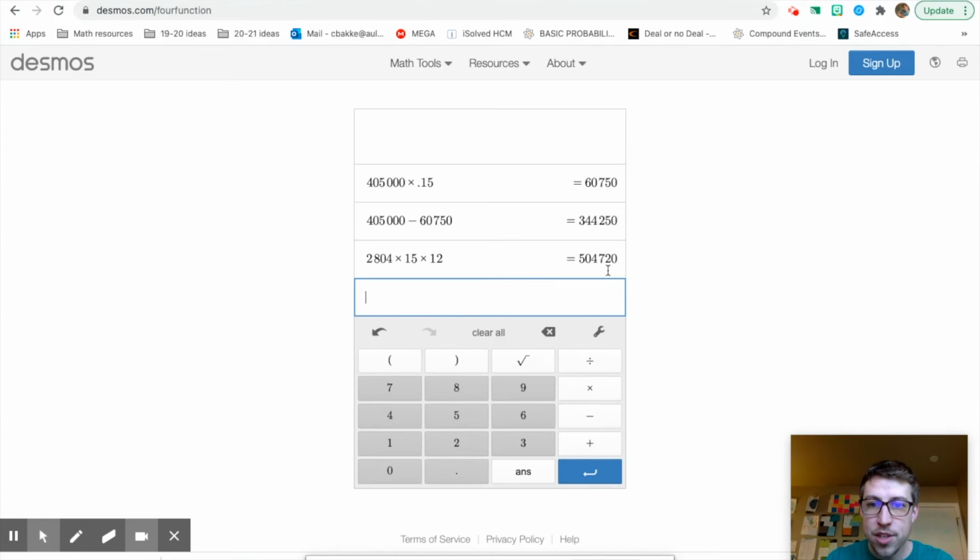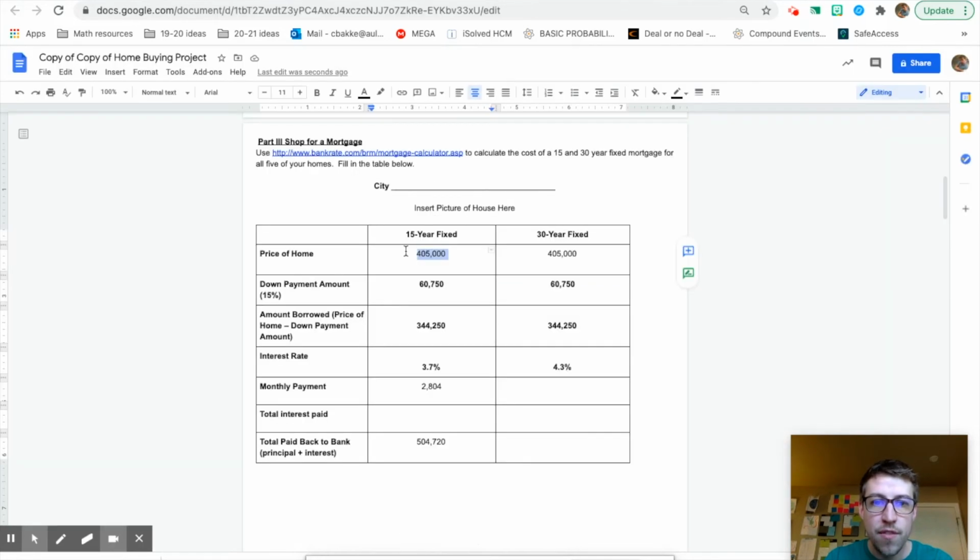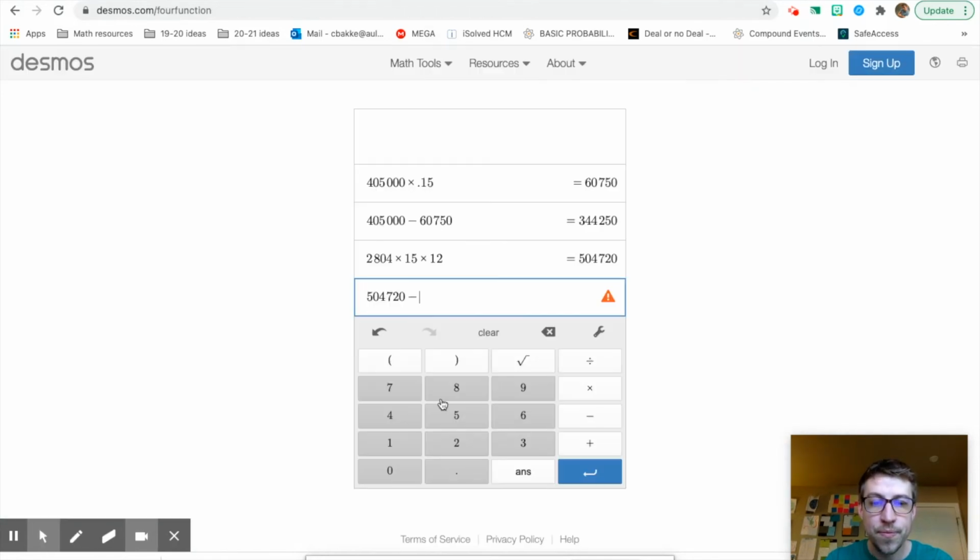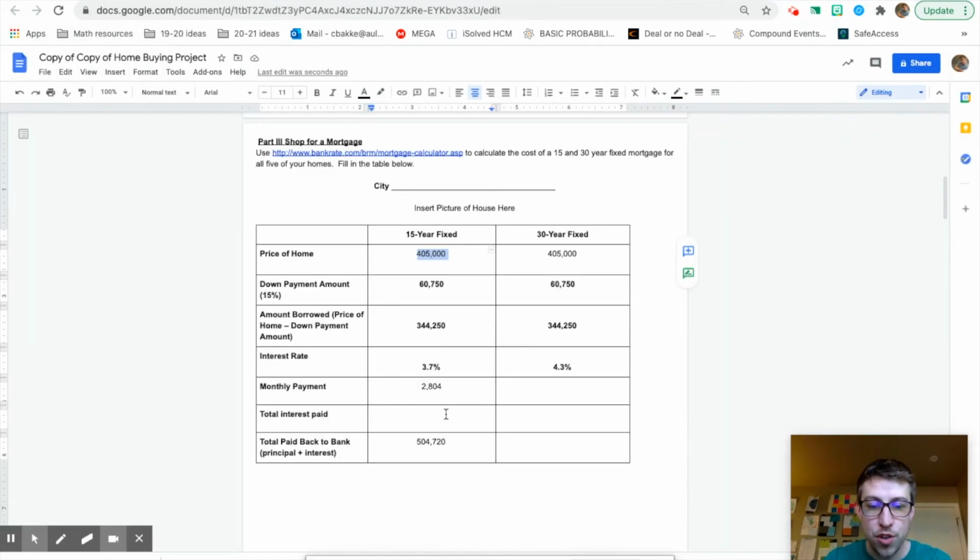So we're going to take that total of $504,720, and I'm going to subtract that from the original price of the home, $405,000. And that is how much money the bank made off of me. $99,720, which is huge numbers.